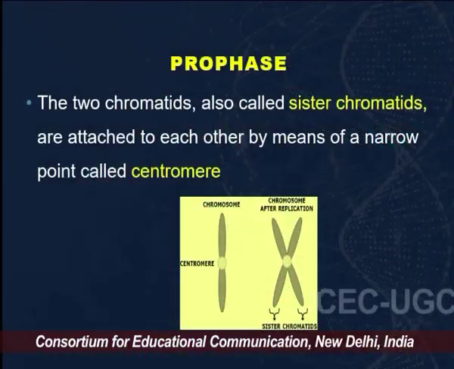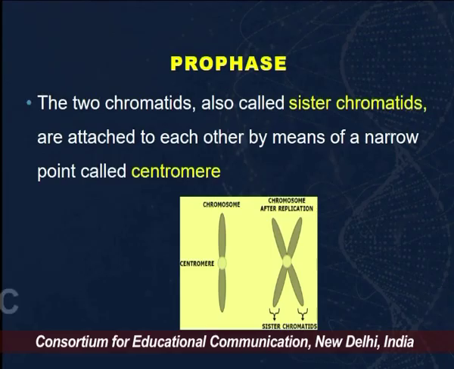If we try to understand the size of the chromosomes in numbers, the size of a chromosome is reduced to 1/25th of its size in early prophase. They shorten so much. And each chromosome appears to consist of two longitudinal threads called chromatids. These are the two chromatids, or sister chromatids, which are joined together through the centromere. The two sister chromatids are attached to each other by a very narrow point called the centromere. You can see in this picture that the centromere is connecting the two sister chromatids.